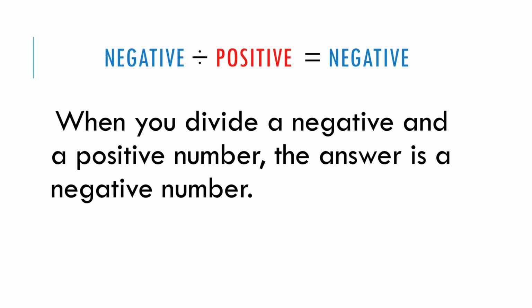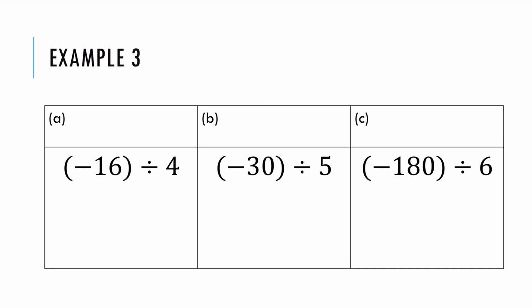And the same goes if it's a negative number divided by a positive number. So negative 16 divided by positive 4 is still negative 4. Negative 30 divided by positive 5 is still negative 6. And negative 180 divided by 6 is still negative 30.